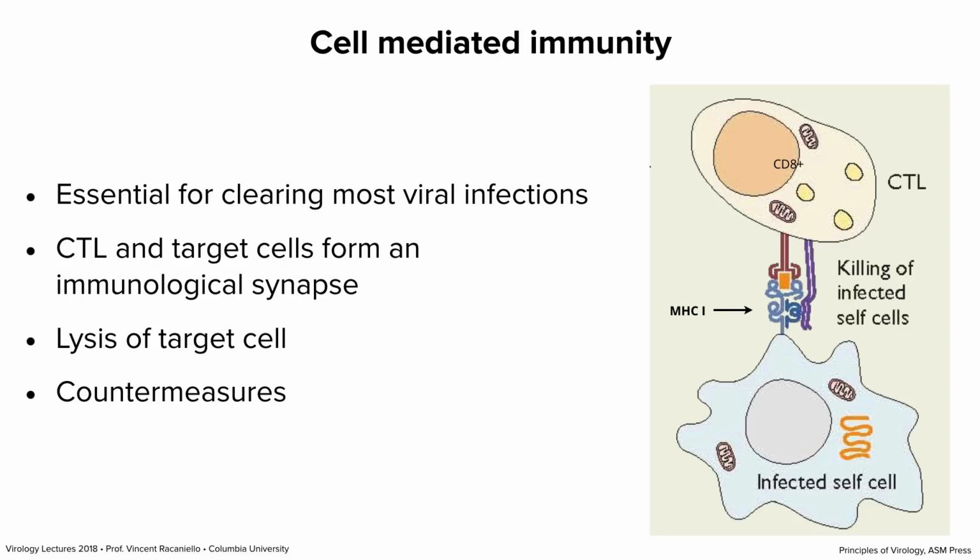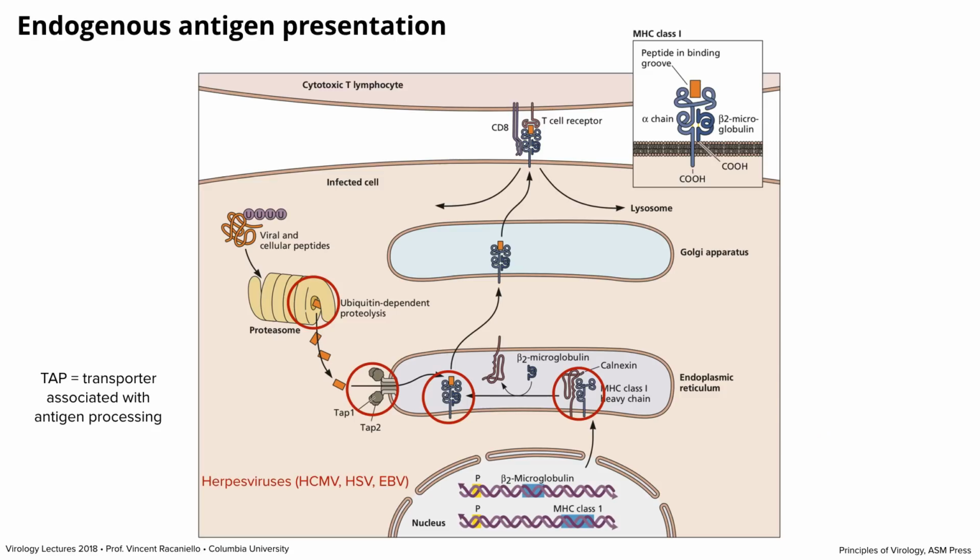And of course, viruses encode countermeasures to this. First, how does the MHC1 work? This is the endogenous antigen-presenting pathway, as opposed to the exogenous one we talked about for DCs and macrophages, where they take in proteins. This one will take the proteins made in an infected cell during a virus infection, process them, and display them on MHC class 1. So here we have a virus-infected cell at the bottom.